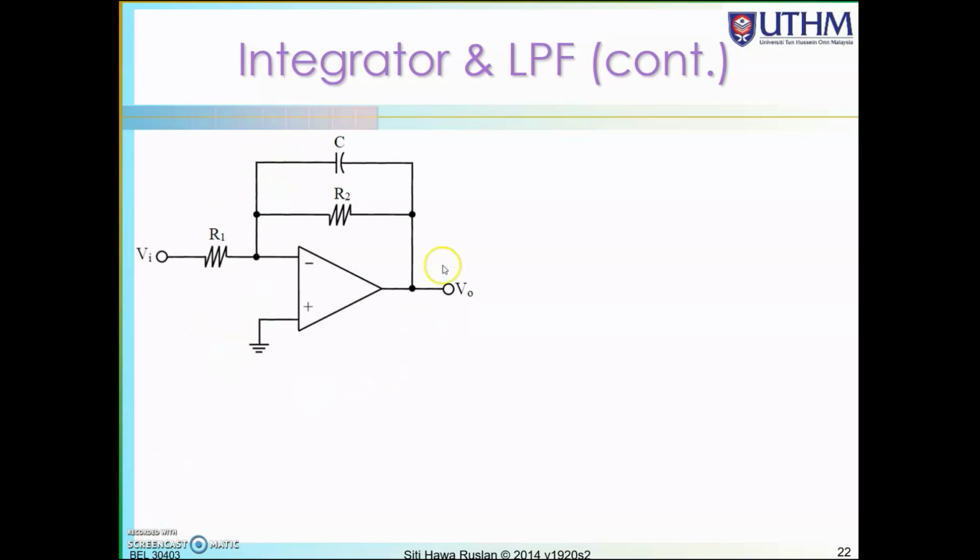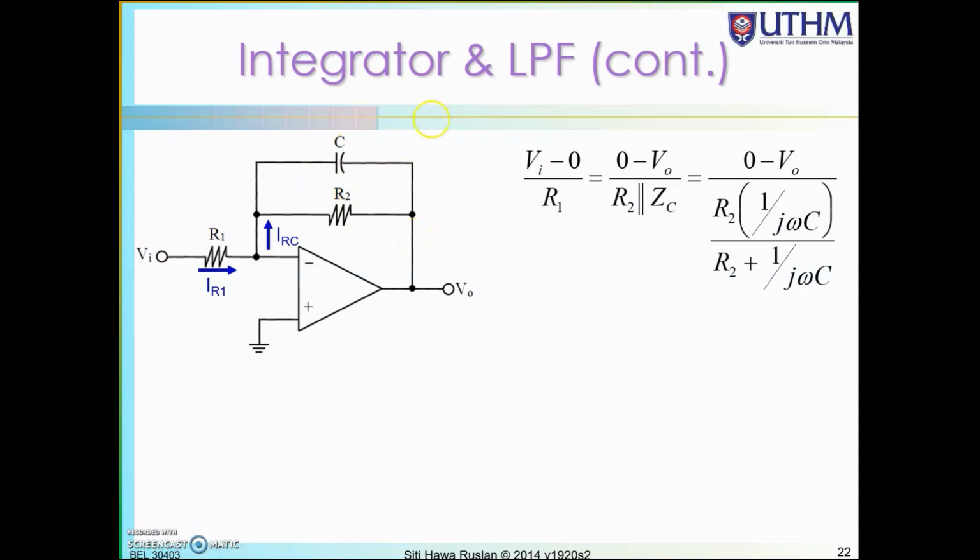Now we know already that the integrator is a low pass filter. Now we want to find the transfer function for this circuit. Looking at this particular circuit, using Kirchhoff's current law, we can define the current as IR1 going into this particular node, and leaving the node is IRC, which is the current through R2 and the capacitor in parallel. So this is the equation just now.